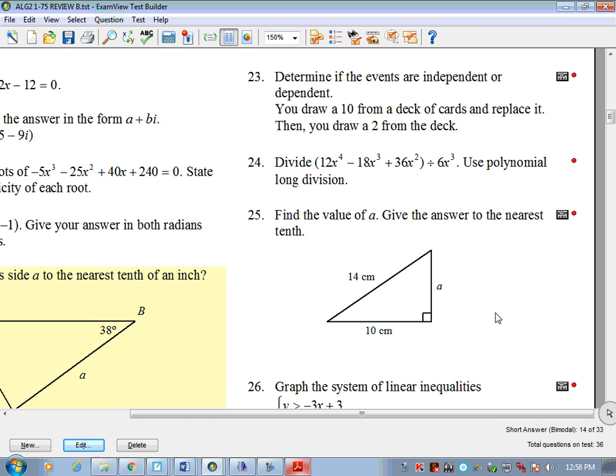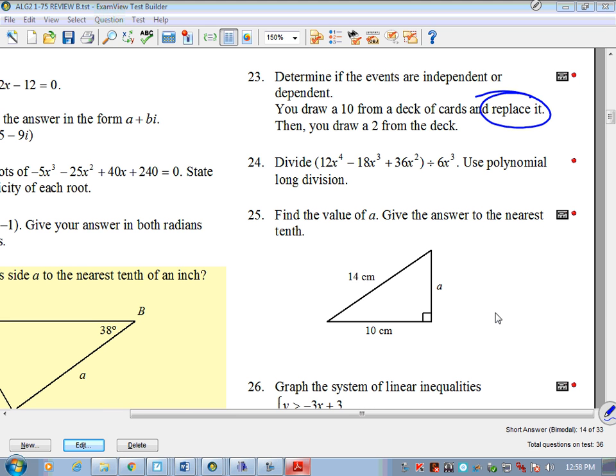Okay. So the answer is that they are independent. And the reason that they're independent is because the total is left unchanged. And the key word in here is what? Can anybody tell me what the key word in that sentence is that separates dependence from independence? Replace. The word replace. Because we put it back.